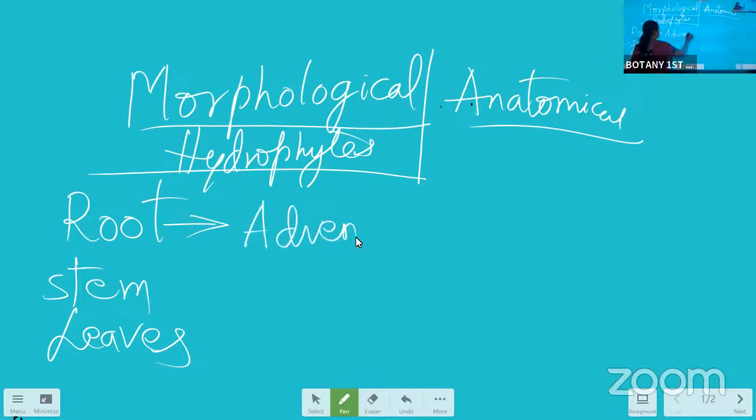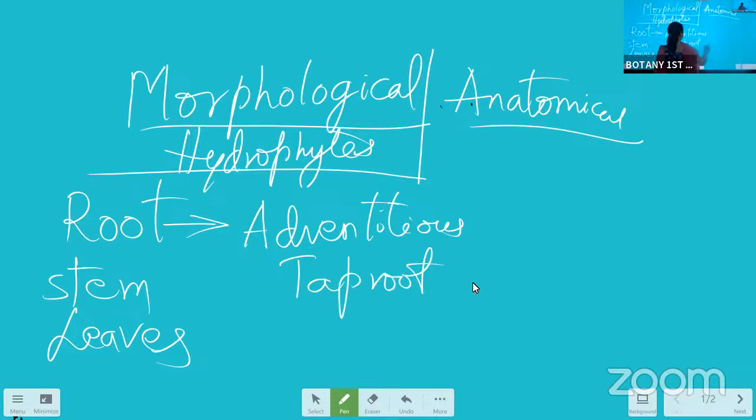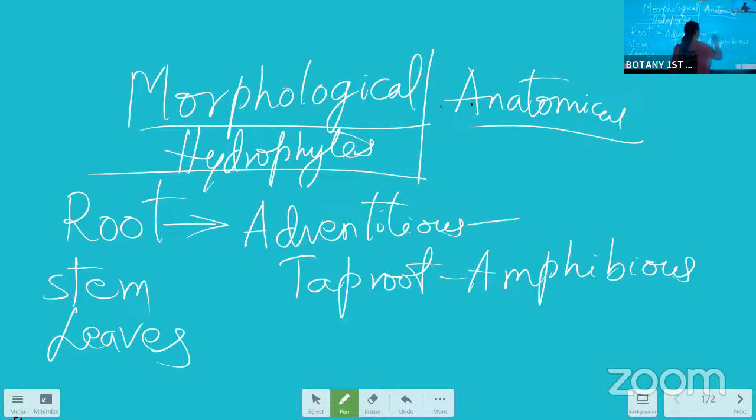In hydrophytes, an adventitious root system can be seen, example Vallisneria. Except the amphibious plants, in which a taproot system can be seen. All amphibious plants have this type of taproot system. The adventitious root system is seen in Vallisneria.